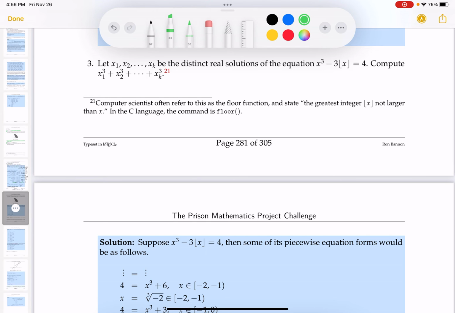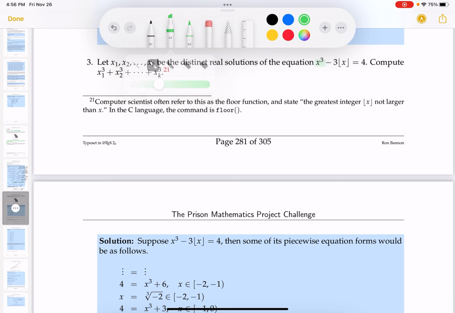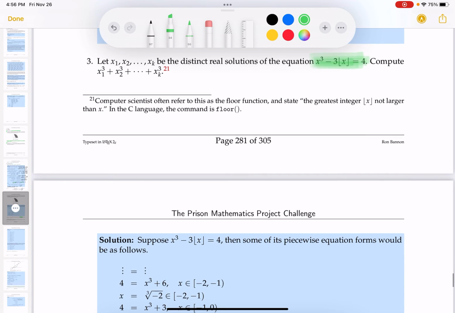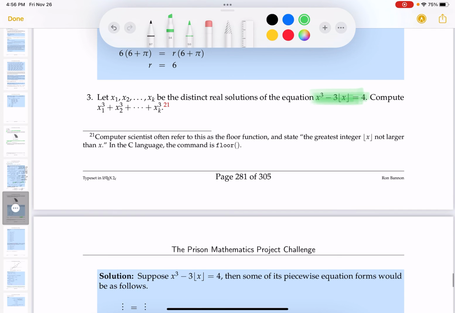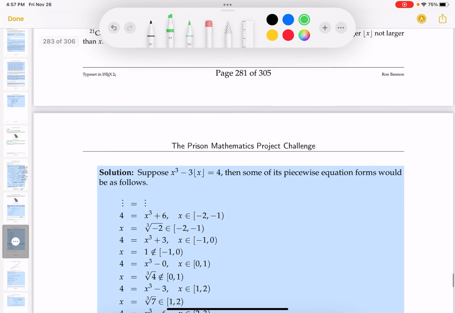So it says let them be the distinct real solutions of this equation over here, with the understanding that this is the floor function. And we've discussed this in other parts of this document. This is also called the greatest integer function, but it's a floor function now. So it says compute. Oh boy, I got to find the solutions, then cube them. All right. So what I got to determine is what these things look like, and this is where a lot of work goes into it.